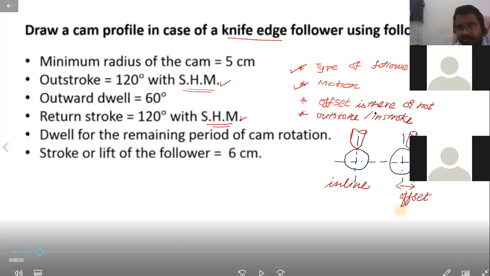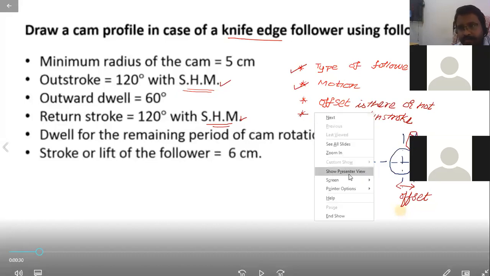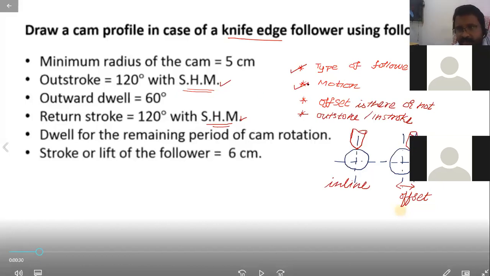So you should be very careful. You should take your time to verify all these first. Whenever you get a question paper, we are going to attempt a problem in a cam mechanism, and you have to see this carefully. You should see the type of follower and the motion it is going to exhibit, the offset, and then the nature of outstroke and instroke, whether both are the same motion or different motion. These things you should carefully see before going for drawing a problem.